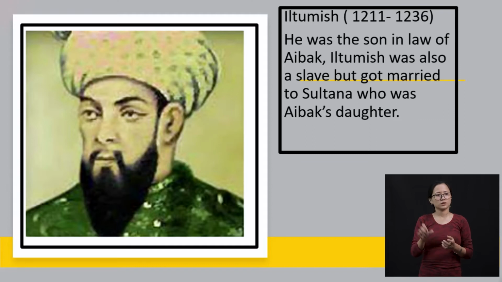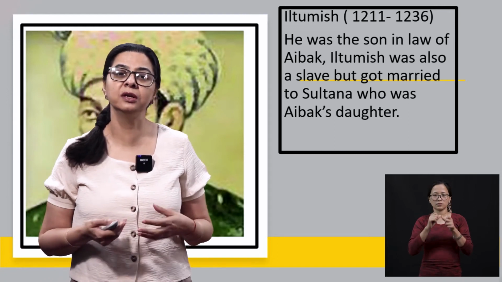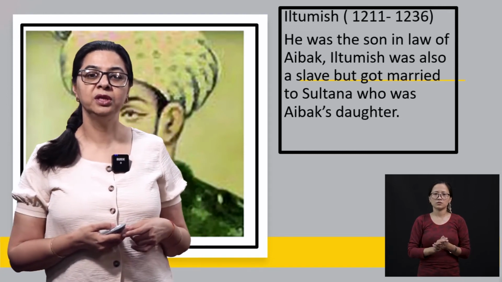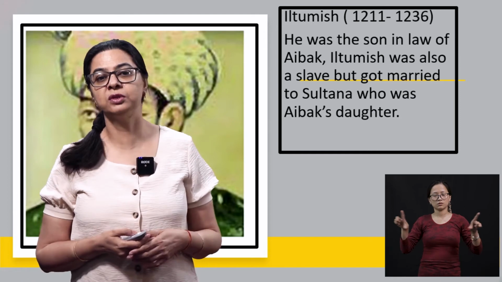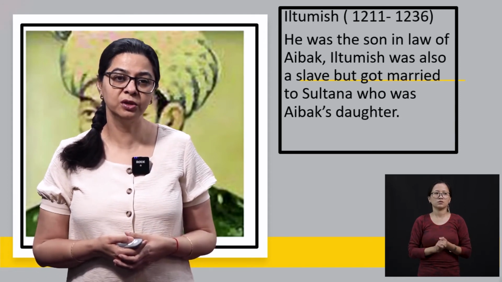After Qutbuddin Aibak comes Iltutmish. Now Iltutmish was the son-in-law of Aibak and he was also a slave. But how does he become the Sultan? Because he was the son-in-law of Qutbuddin Aibak, married to his daughter whose name was Sultana. So that is why Iltutmish becomes the ruler.